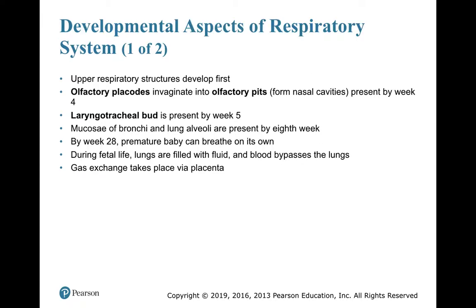Developmentally, the upper respiratory structures develop first. We get olfactory placodes that invaginate into olfactory pits. The laryngotracheal bud is present by week 5. By 28 weeks, premature babies can breathe on their own.